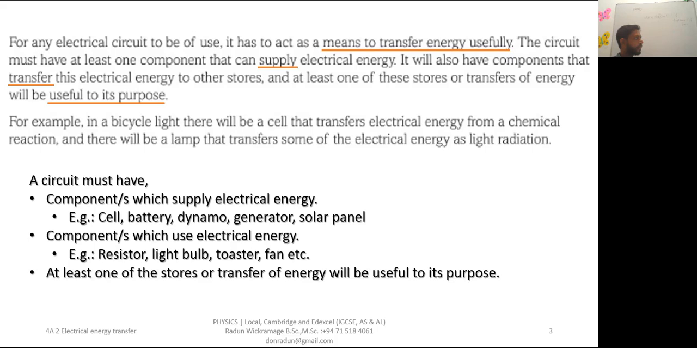And out of these components, at least one of the stores or transfers of energy will be used. Sometimes we store, sometimes we transfer energy. So it should be useful. As an example, a light bulb is generating light as well as heat, but light is the useful output for bulbs. If you take a toaster, it may produce light as well in the coils. You can see the reddish color. But heat is the useful stuff.